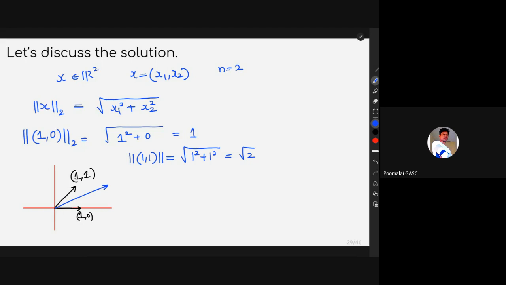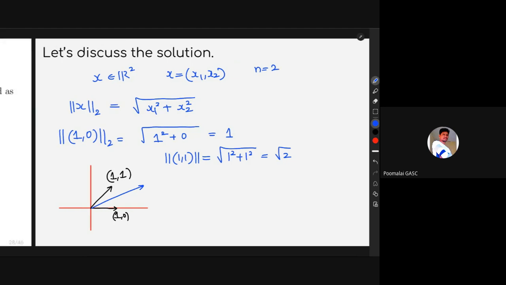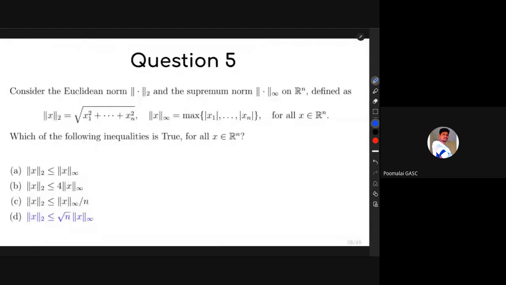So this is in the case of R2, which you are already familiar with. Now you can generalize this concept for higher dimensions. In particular, you can take a vector in Rn instead of just n equal to 2, and you can analogously give the definition of Euclidean norm like this. So instead of adding just its first two coordinates, we will add all of its coordinates.